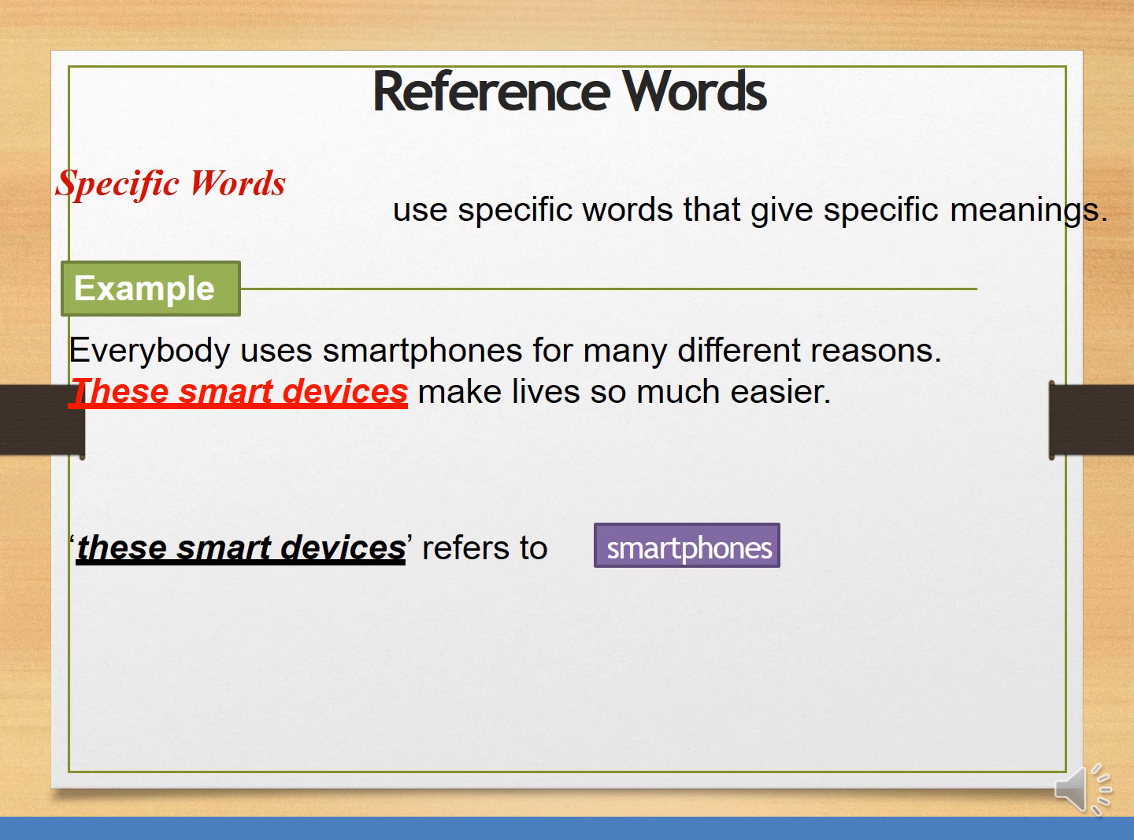Everybody uses smartphones for many different reasons. These smart devices make life so much easier. So what are these smart devices that make life so much easier? Smartphones. Okay. So because these is plural, the answer must also be plural.